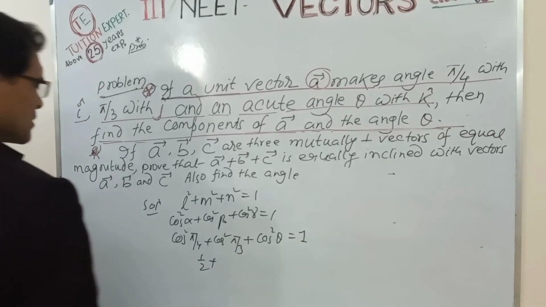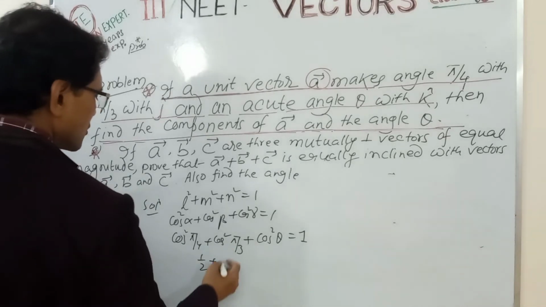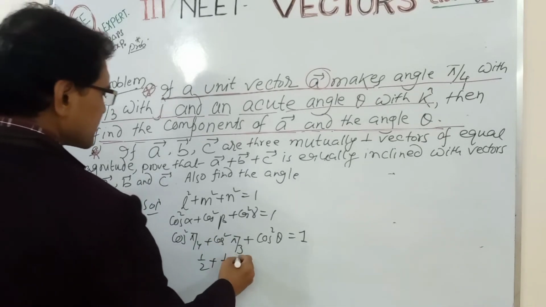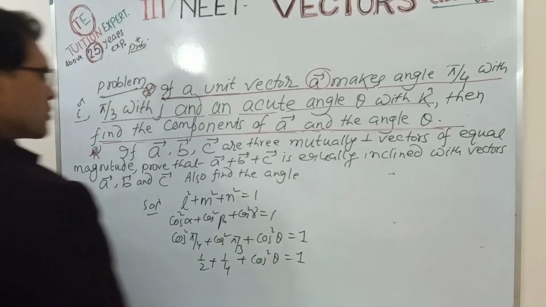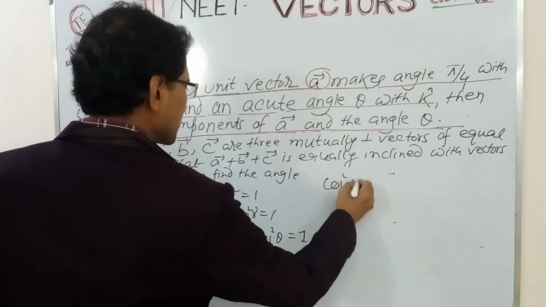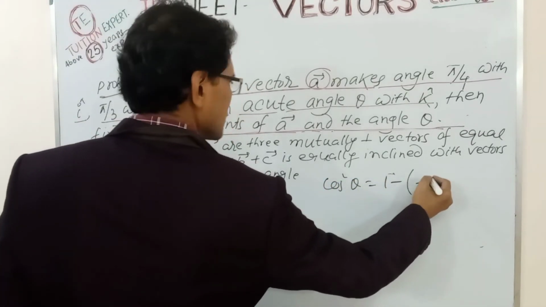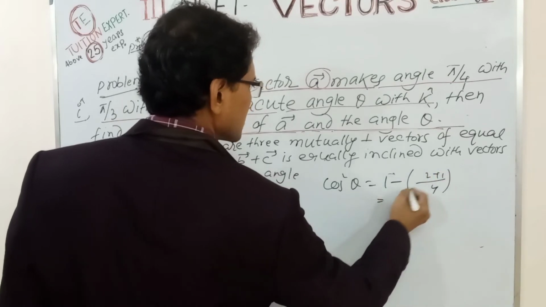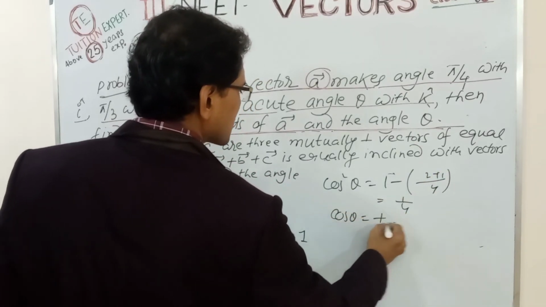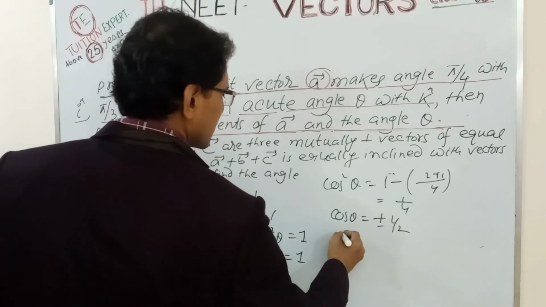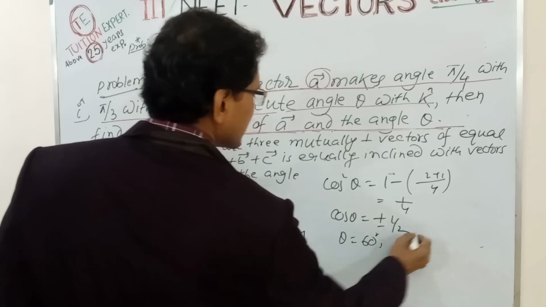Cos 60 degree is 1 by root 2 square, half; cos 60 degree equal to 1 by 4 square, equal to 1. So from this result, cos square theta equal to 1 minus 3 by 4, 1 by 4. So cos theta equal to plus minus half, so theta equal to 60 degree or 120 degree.